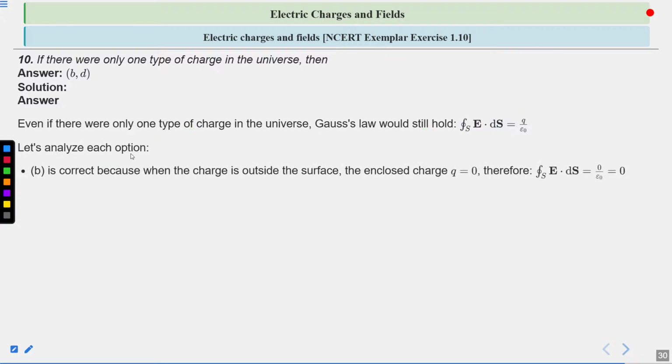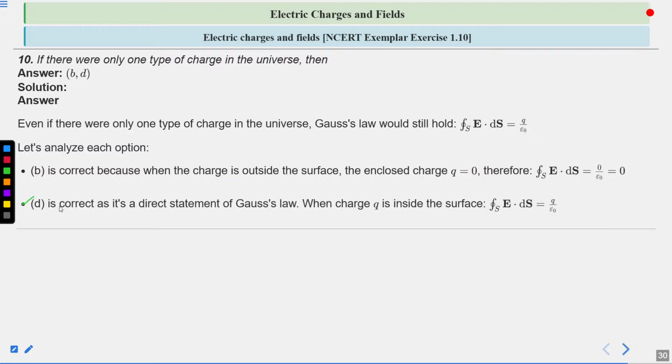So let's analyze each option. Option B is correct. Why? When the charge is outside the surface, listen carefully, the enclosed charge is equal to 0. If the charge lies outside the sphere, the total charge enclosed is 0. Therefore, closed integral of E dot ds is equal to 0 divided by epsilon naught. So what is the final answer? 0.